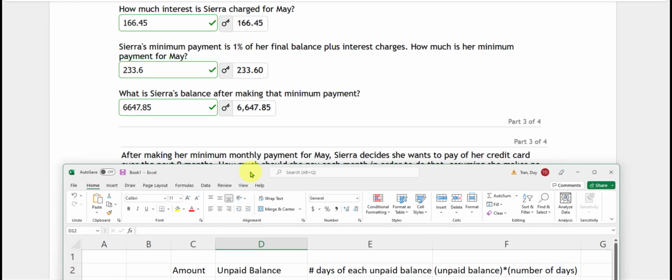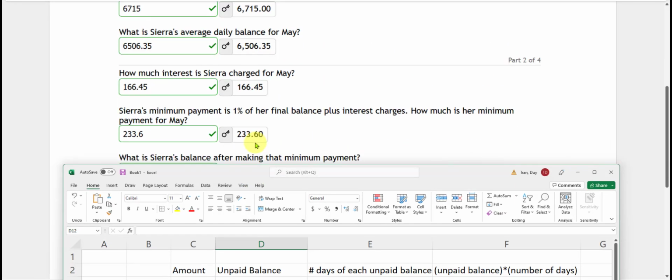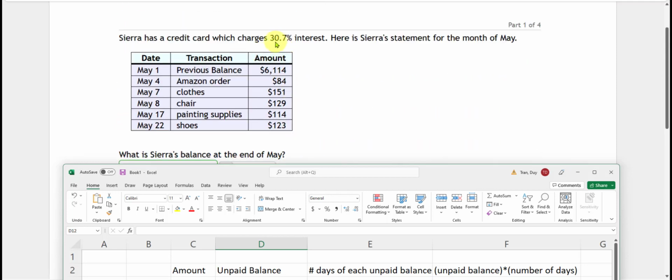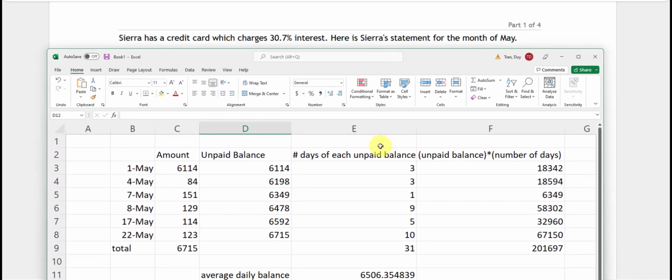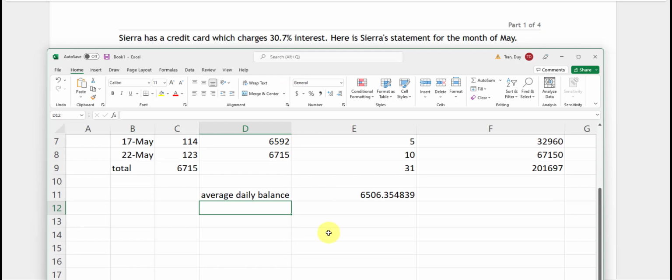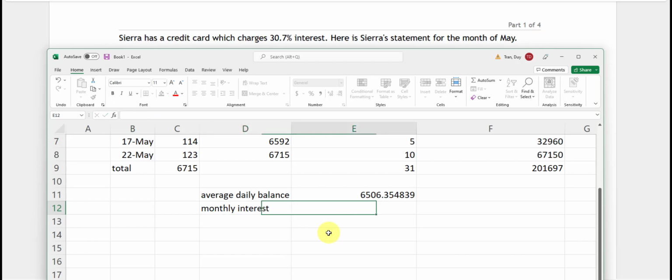Okay, for the next question, we are asked to find how much interest Sierra is charged for May. So go back to the problem. This problem says that we have 30.7% interest. This is the annual interest rate. And because we are looking for the interest for the month of May only, we have to take 30.7% divided by 12. That is the monthly interest.